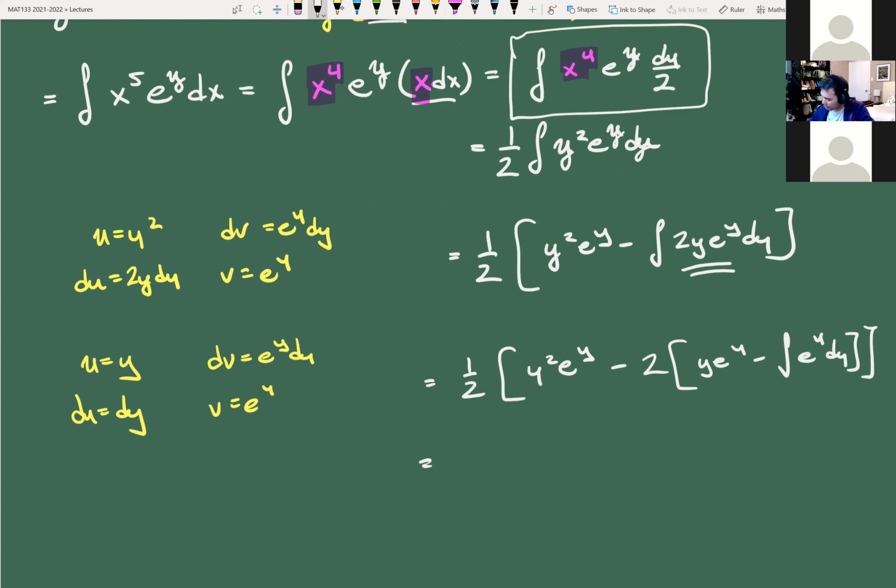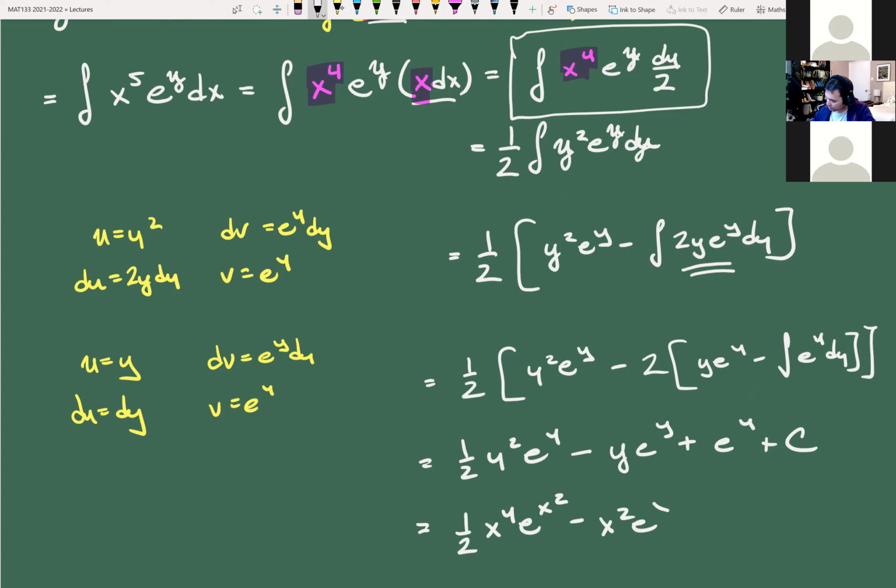All right, so what do we get? So we're gonna get 1/2 y squared e to the y minus, that 1/2 cancels that 2, which is nice. So I'm gonna get minus y e to the y. Now, don't forget the double minus sign. Be careful about this. That burns students a lot. So plus e to the y like that. And then my answer needs to be in terms of x. So I plug y equals x squared back in. I get 1/2 x to the 4 e to the x squared minus x squared e to the x squared plus e to the x squared plus c.